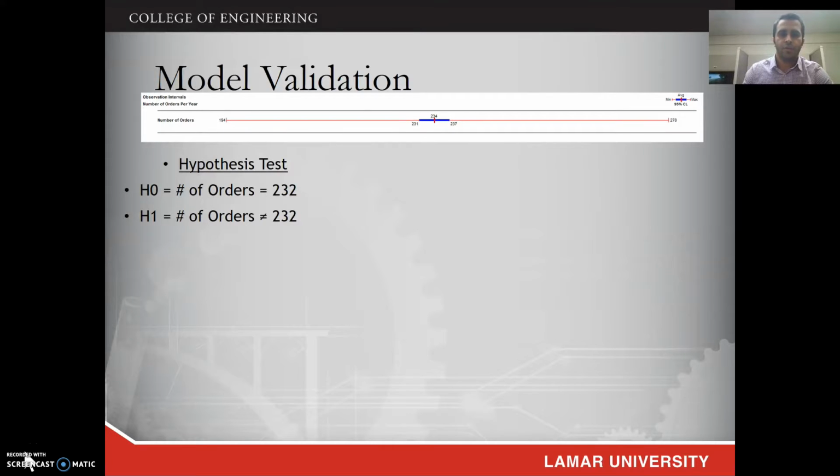So to validate our model, we considered the number of orders per year. In our null hypothesis, we considered 232 orders. After 100 replications, we reached a 95% confidence interval, which is between 231 and 232, which does not reject our null hypothesis.